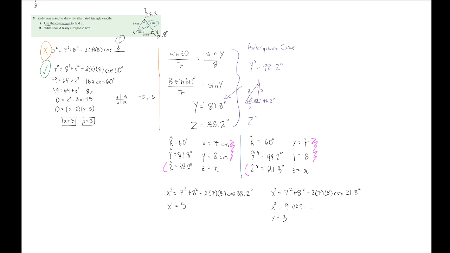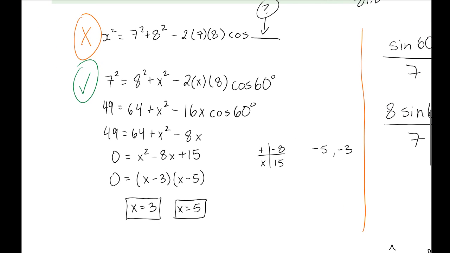I mean, honestly, you could solve any ambiguous case question using this as well, using cosine law, but having the x be on the right-hand side so you get a quadratic.